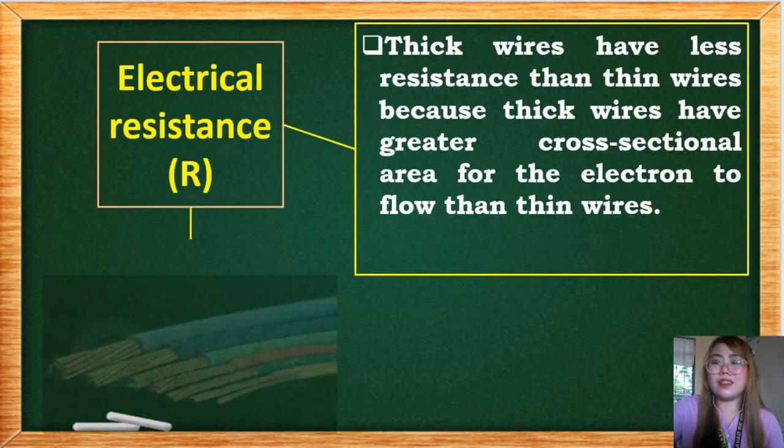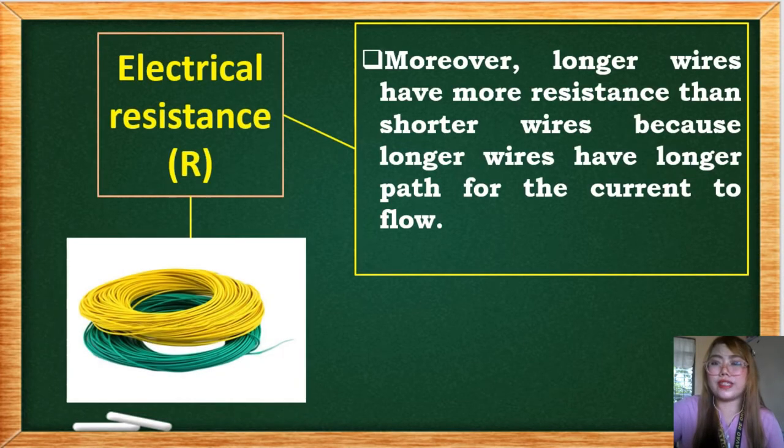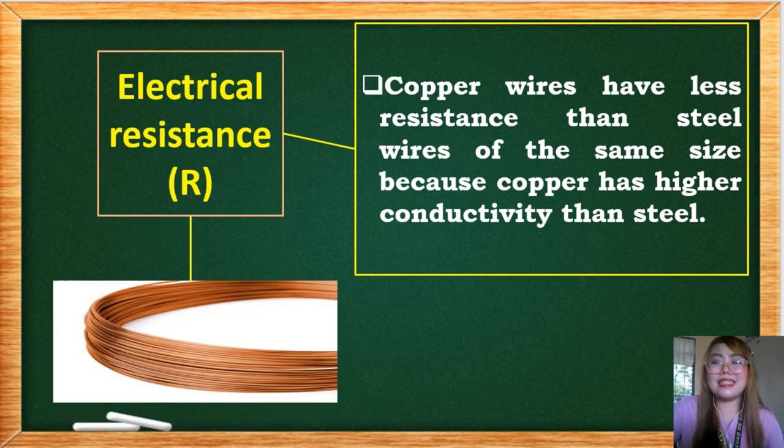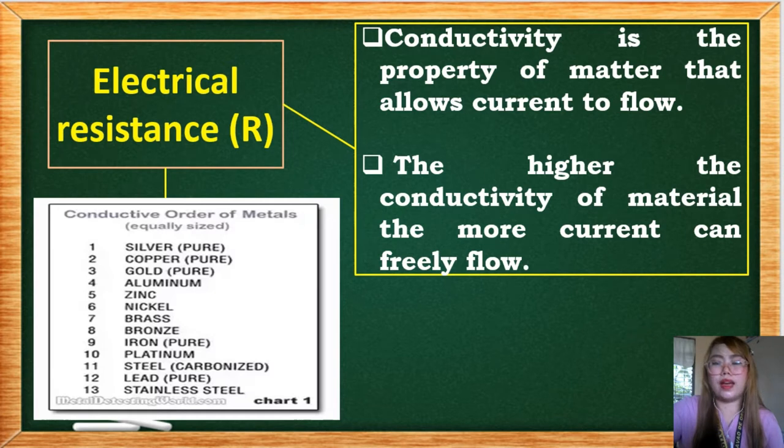Thick wires have less resistance than thin wires because thick wires have greater cross-sectional area for the electrons to flow than thin wires. Moreover, longer wires have more resistance than shorter wires because longer wires have a longer path for the current to flow. Also, copper wires have less resistance than steel wires of the same size because copper has higher conductivity than steel. When we say conductivity, it is the property of matter that allows current to flow. The higher the conductivity of a material, the more current can freely flow.